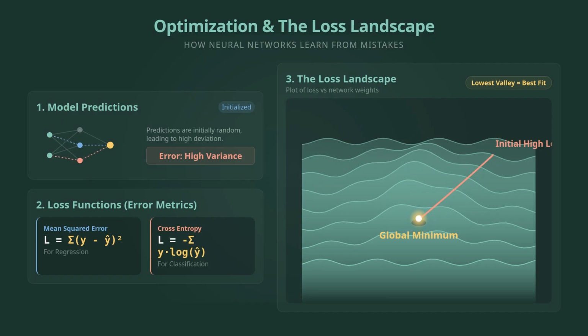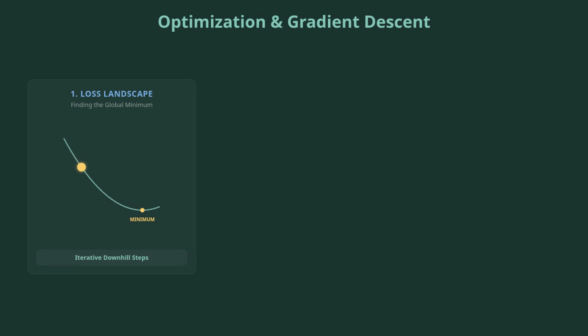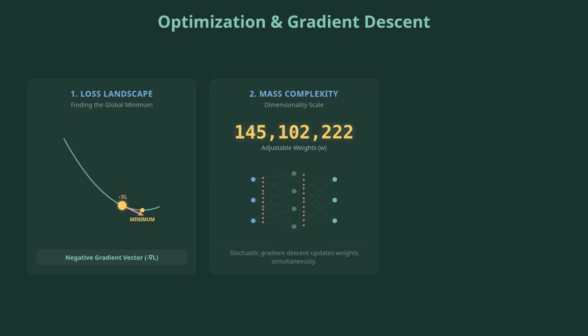To find that lowest point, we use an optimization algorithm called gradient descent. We calculate the gradient of the loss function, which is a vector pointing in the direction of the steepest ascent, and take a small step in the exact opposite direction. To calculate this gradient for millions of individual parameters, we use the foundational algorithm of deep learning, backpropagation, popularized by Geoffrey Hinton and his colleagues in 1986.